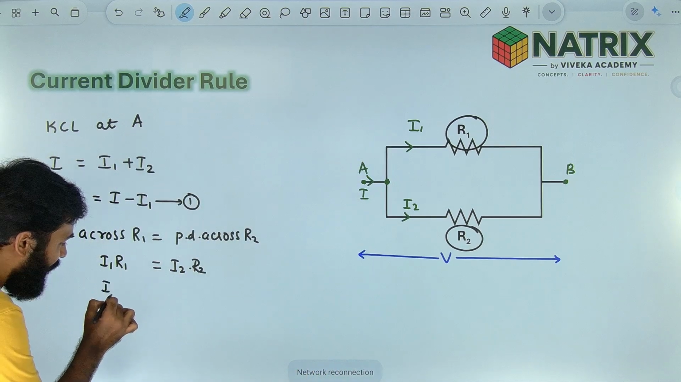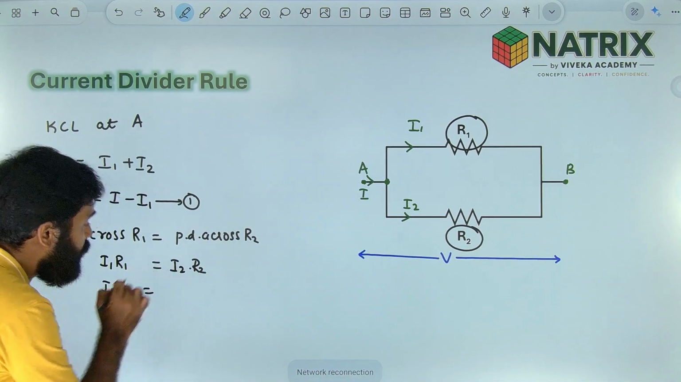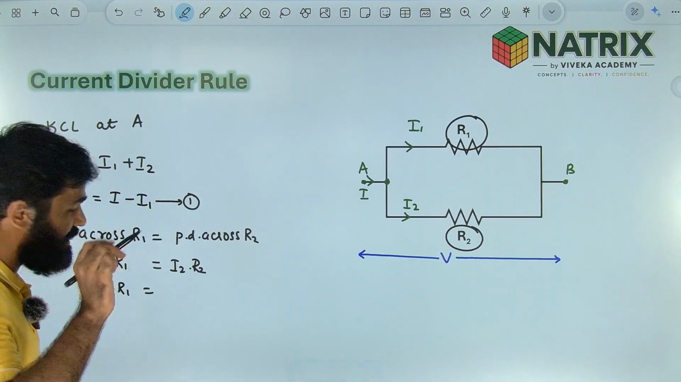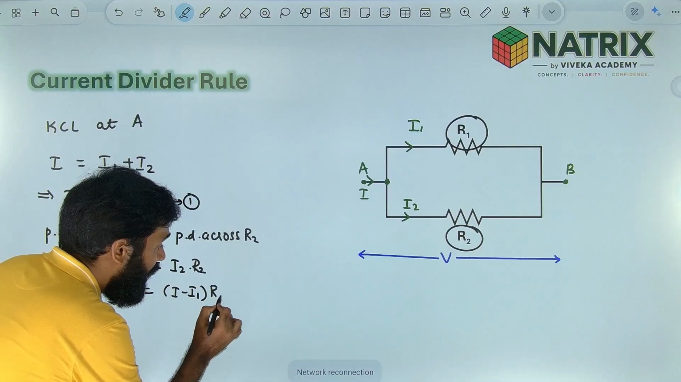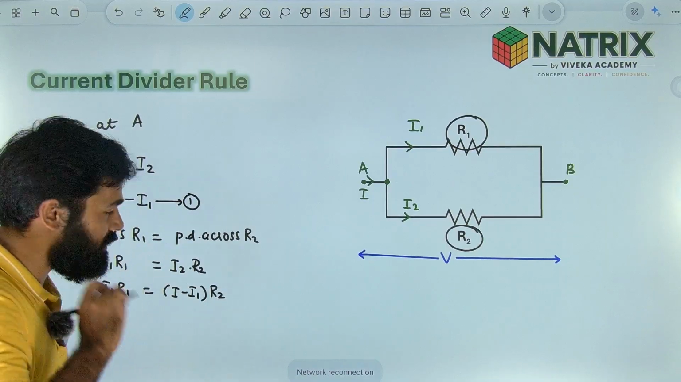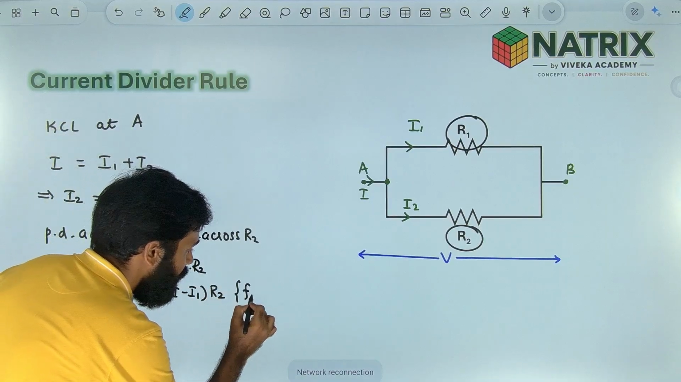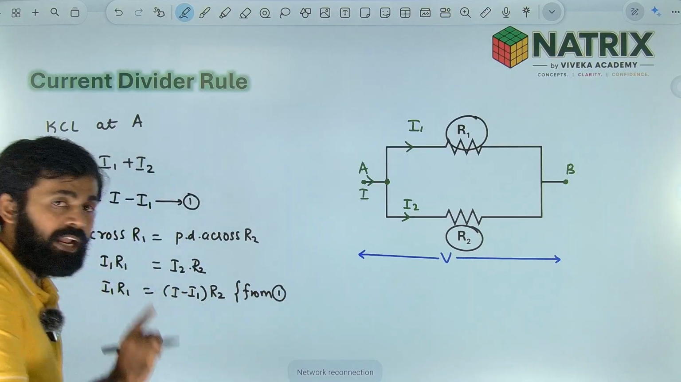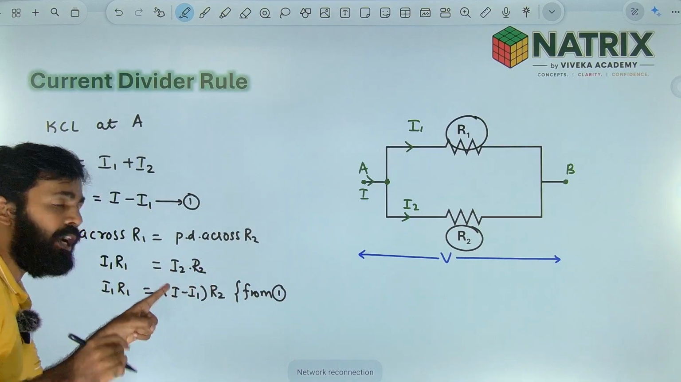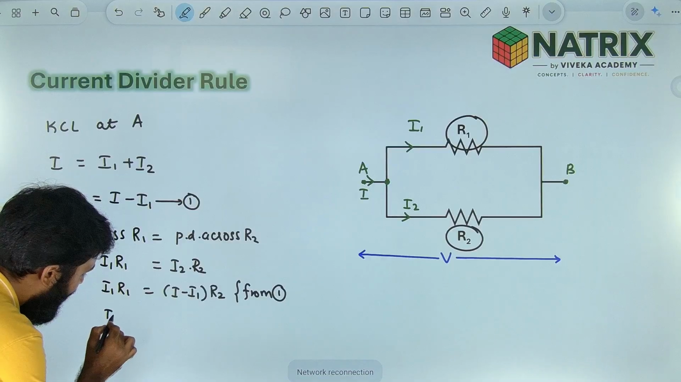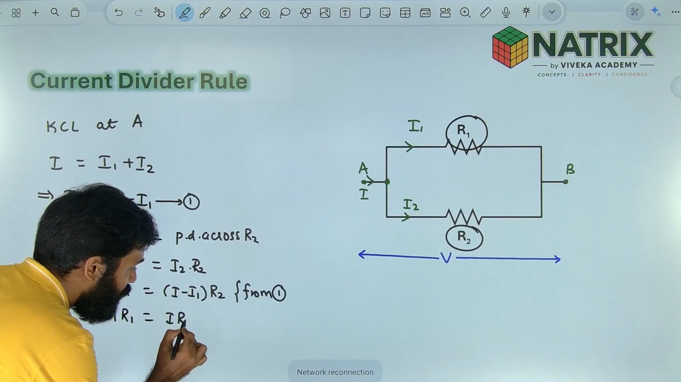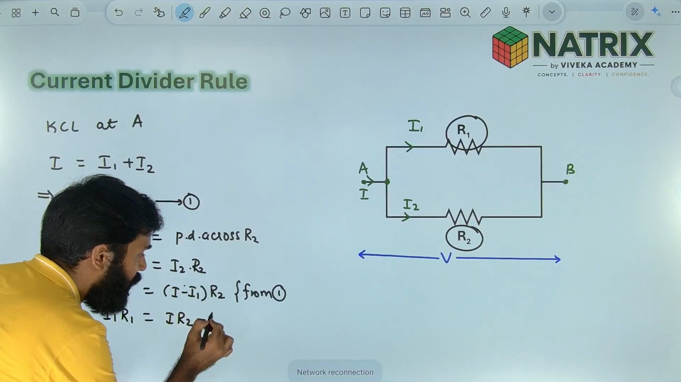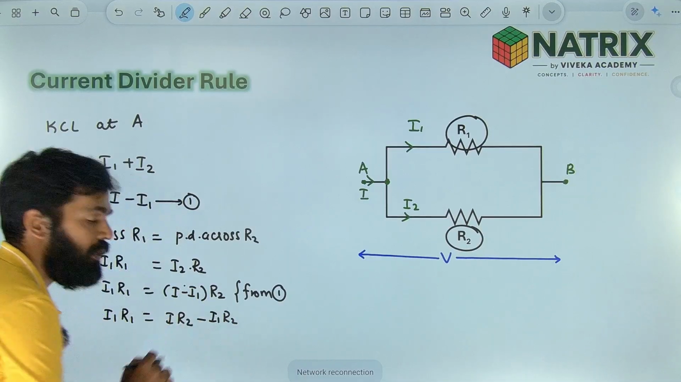I1 R1 I will keep as it is. I2 I will replace with I minus I1, from equation 1, into R2. Now multiply this R2 inside. What do you get? I1 R1 equals I R2 minus I1 R2.